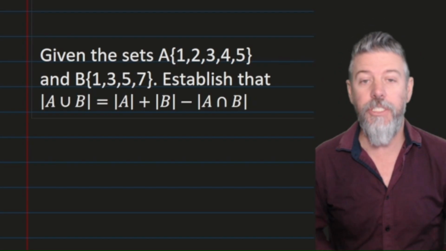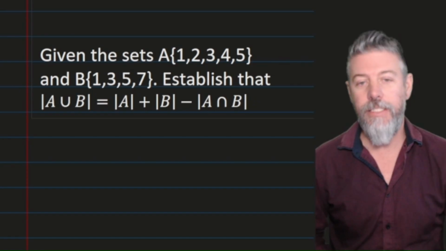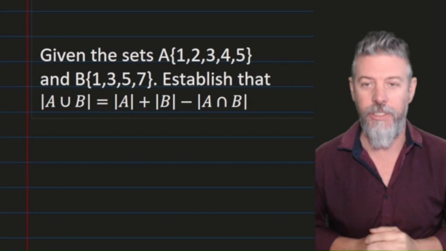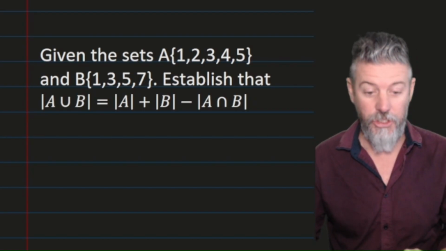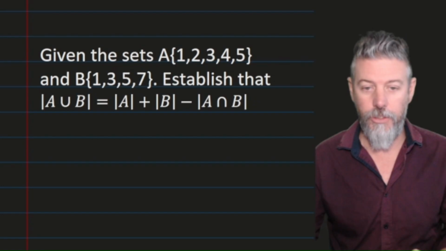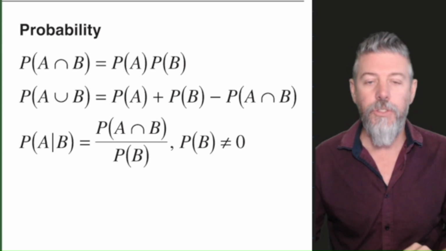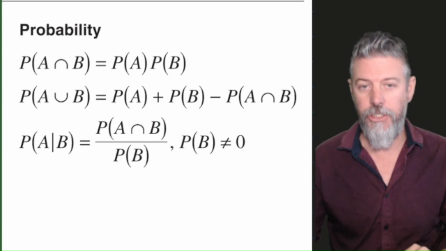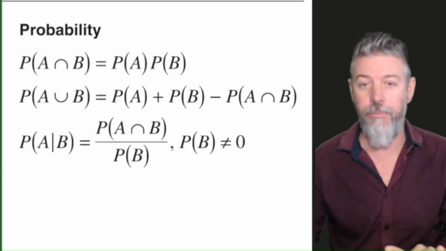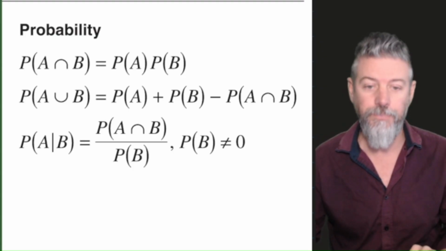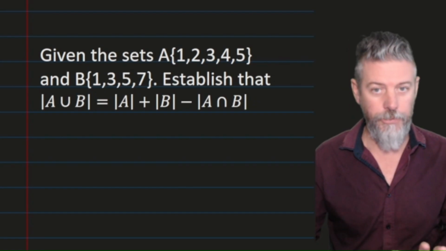Okay, so we've got a question here. Given the sets A, 1, 2, 3, 4, 5, and B, 1, 3, 5, 7, establish that, and there's some expression that's written here. Now, first of all, I just want to make reference to your reference sheet. So if we just have a quick look at what's on there, this is in the probability section of the advanced reference sheet. So you can see that the second expression here, probability of A union B equals probability of A plus probability of B minus probability of A and B, is very similar to what I'm writing here. Little bit different, but very, very similar.